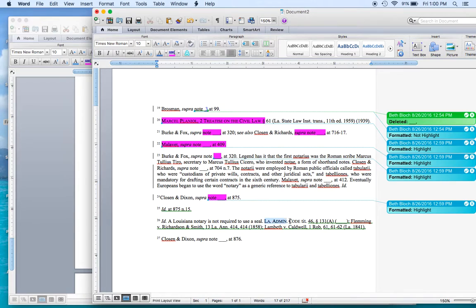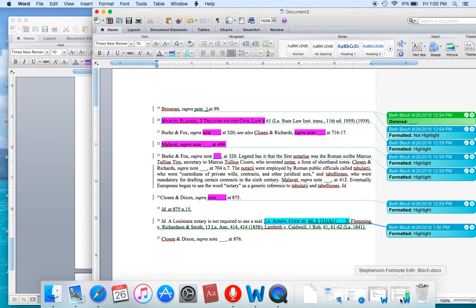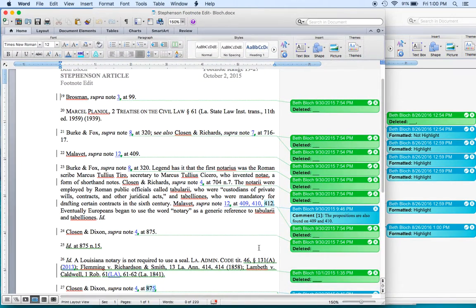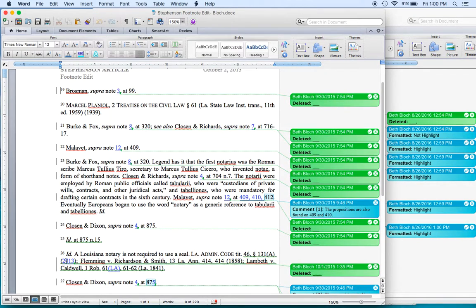So here's something, the Louisiana Administrative Code. This is something I was trying to explain to you all the other night about how you need to have the date of the actual physical reporter, and I think this one was probably 2013. So we'll go back to mine. And yes, it was 2013. So I actually had to pull the physical book and do it.